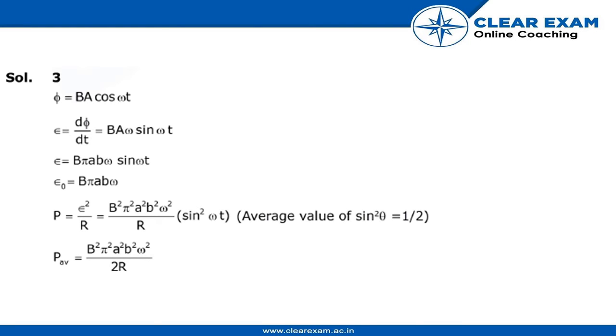After that we know epsilon is equal to d phi by dt. We will put the value of phi and then differentiate with respect to t. Then we will get the value of epsilon, and epsilon naught will always be equal to B pi ab omega.